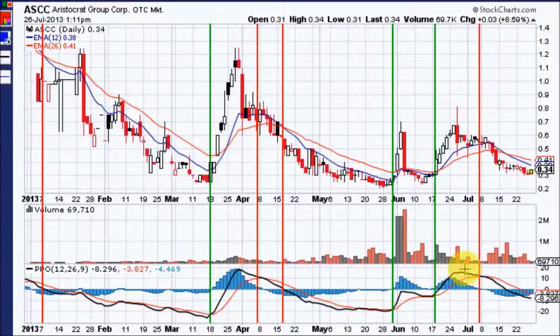The PPO is above the signal line and crosses down through it, and at the same time the histogram crosses down through zero from positive into negative territory below zero. So as you can see, these signals work really well. And again, the PPO crossing down through zero came late. It would have been much better to sell on this first crossover than wait for the PPO to cross down through zero.